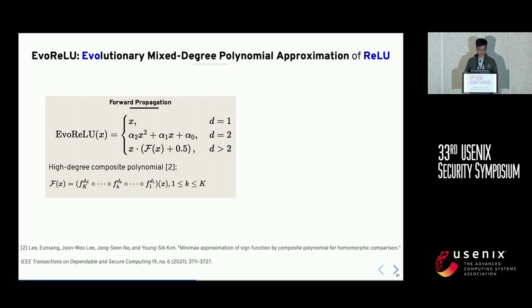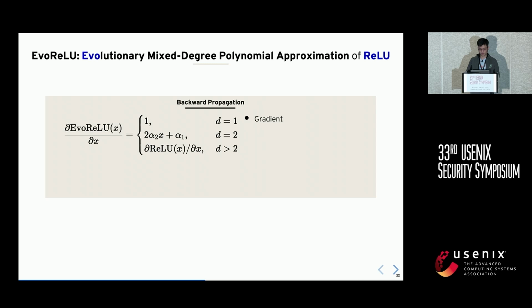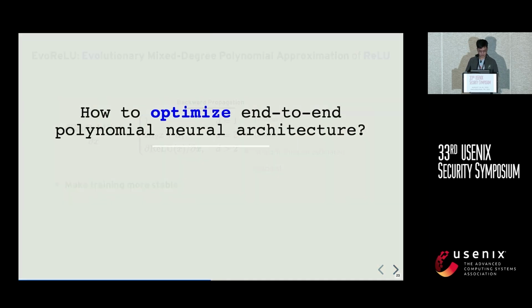This is our definition of the evil ReLU. We call it evil ReLU. It's a polynomial ReLU. It has degree 1 and degree 2, which are widely used in previous work. They are pruning and quadratic. We also use high degree approximation. When we optimize the high degree composite polynomial, we didn't use interpolation theory to get the coefficients. We use differential evolution to search for the coefficients. The challenge when we train polynomial neural networks is that the training is not stable. It has a numerical problem. Some small numbers may be amplified to very big numbers. So we propose this in backpropagation to make the training more stable.